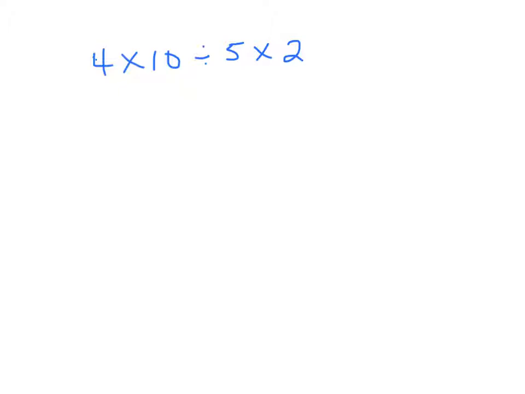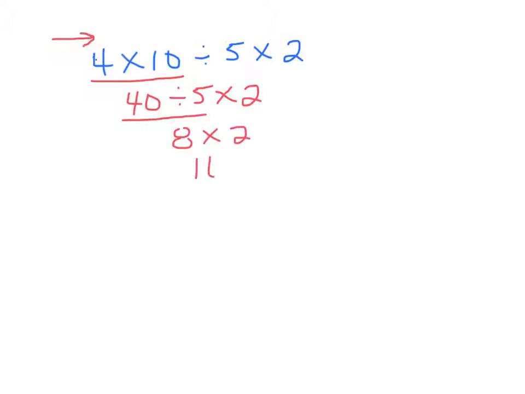Okay, hopefully you've gone through and done this particular problem. All I have in this particular problem is multiplication and division. Multiplication and division are on the same tier. So that tells me that I have to do the problem in order going from the left to the right. So what I'm going to do is 4 times 10 first. 4 times 10 is 40. So now I have 40 divided by 5 times 2. And then I have to do 40 divided by 5. 40 divided by 5 gives me 8. Then 8 times 2 gives me 16 for the answer.